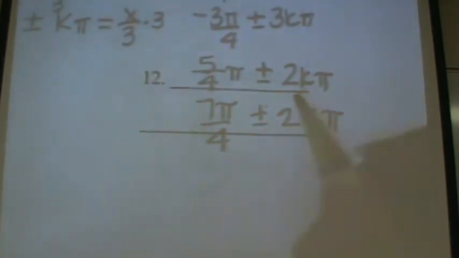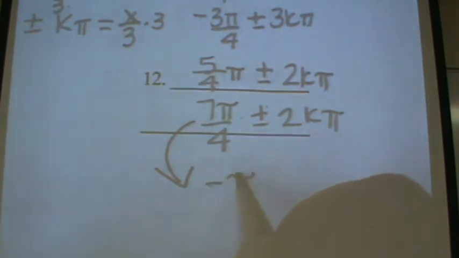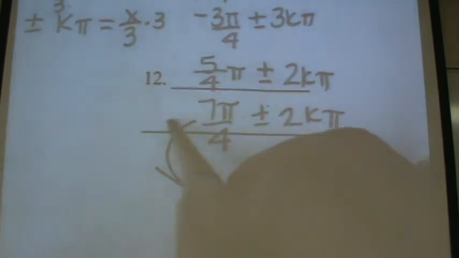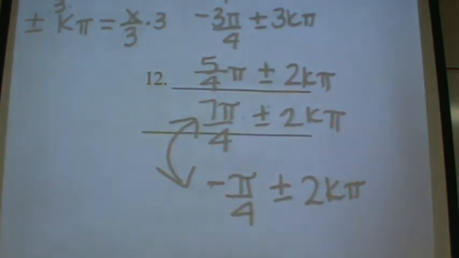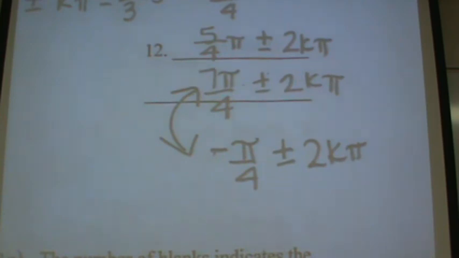Now you could have named 7 pi over 4 differently. What could you have named that? If you wanted to. These two mean the same thing. These are good. Questions? Is it getting better?